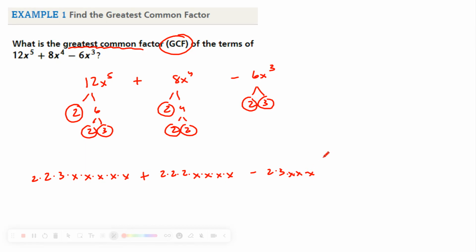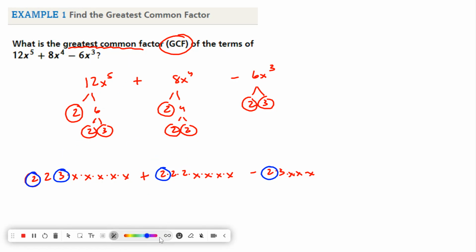Now what I want to do is circle everything that is common to all three terms. Let's start with the numbers first. I have a 2. Let me do this in blue to make it stand out. I have a 2, I have a 2, and I have a 2. Now, the second 2 is in the middle term, but there are no more 2's in the last term, so I'm not going to circle them. 2's are done. Then I have a 3.